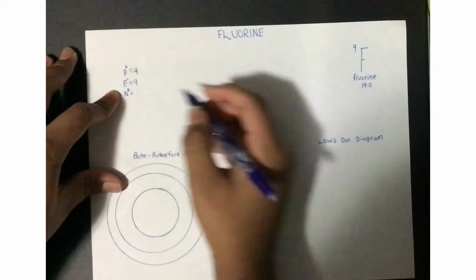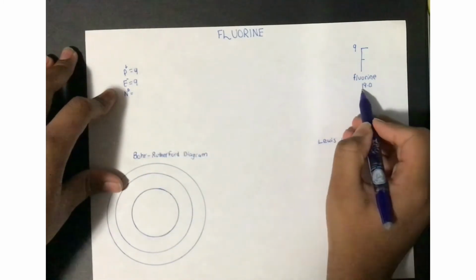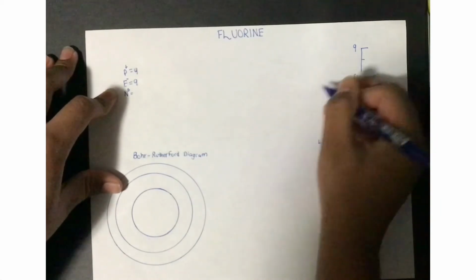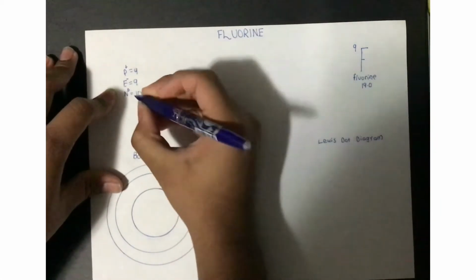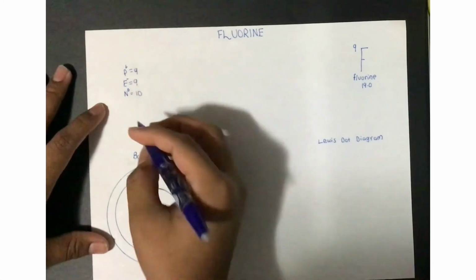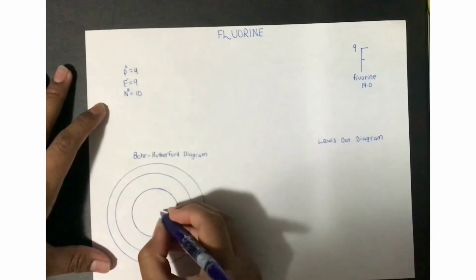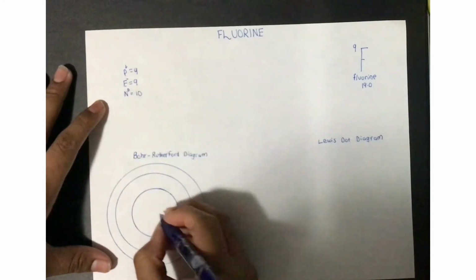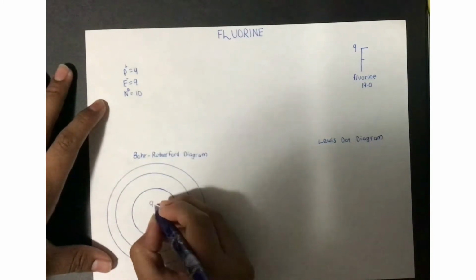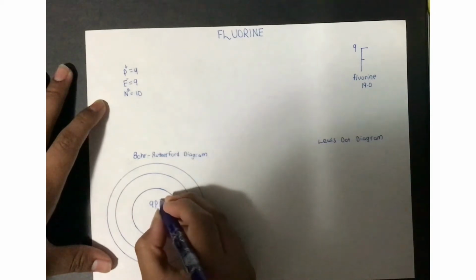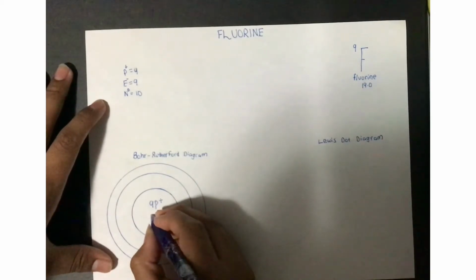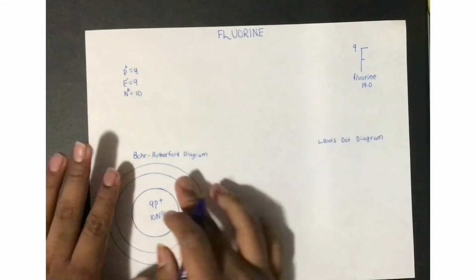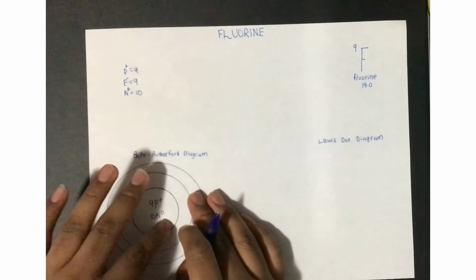And the number of neutrons is found by subtracting the atomic number from the atomic mass. So 19 subtracted by 9 is 10. So there will be 10 neutrons for fluorine. Inside the nucleus, we need the number of protons and the number of neutrons. So there will be 9 protons, which are positive, and 10 neutrons, which are neutral and have no charge. So this is our nucleus of fluorine.